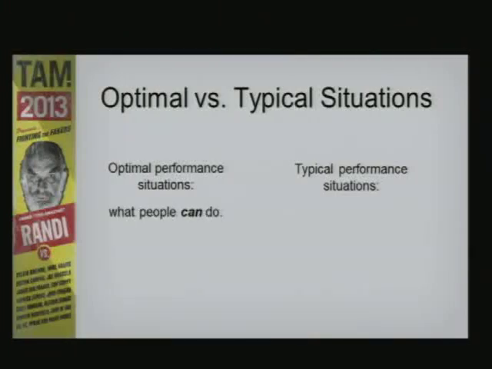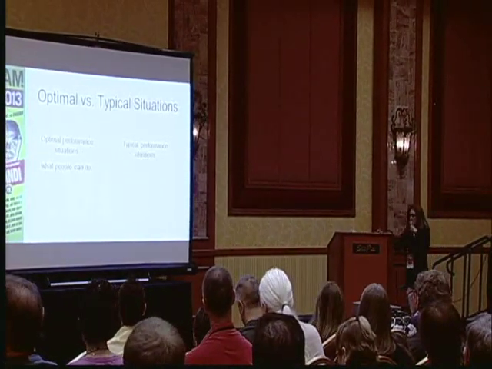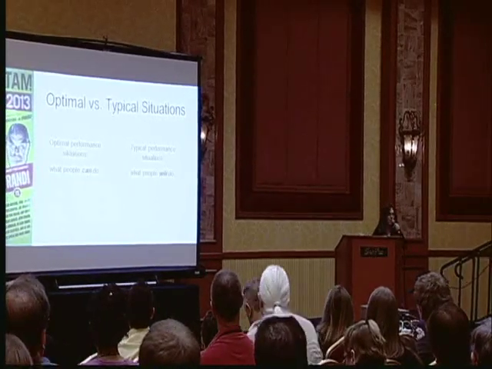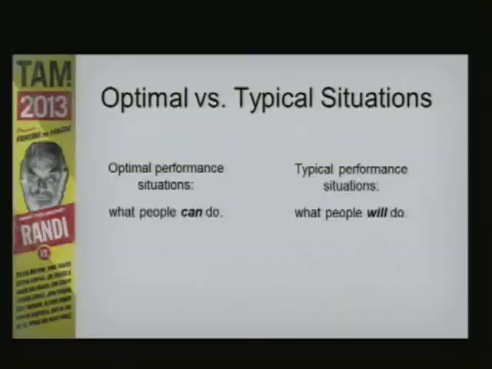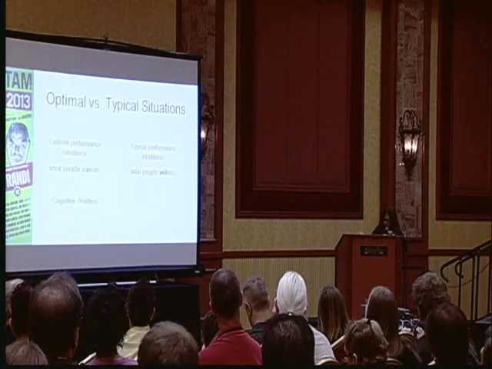In optimal situations, we want to know what you can do. That's what we're trying to tap into. In typical performance situations, anyone want to guess? Yes, what you will do, okay? Which one of these things do you think IQ tests? Exactly. Cognitive abilities. It tests a specific subset of cognitive abilities, okay? Unfortunately, that's not all that's involved in rationality. That's not all that's involved in making good choices, okay?